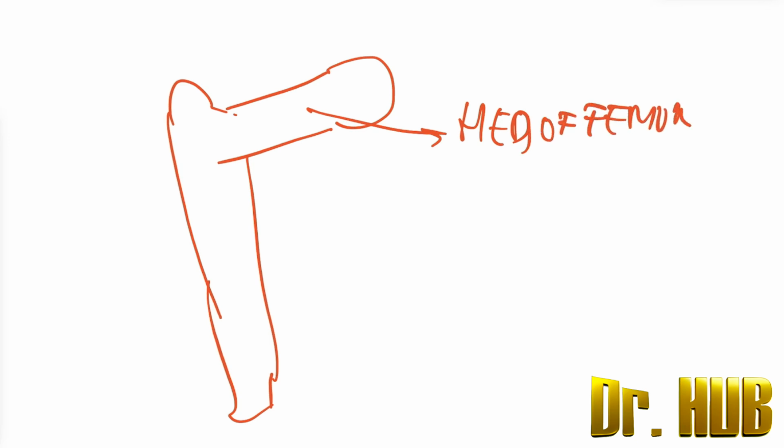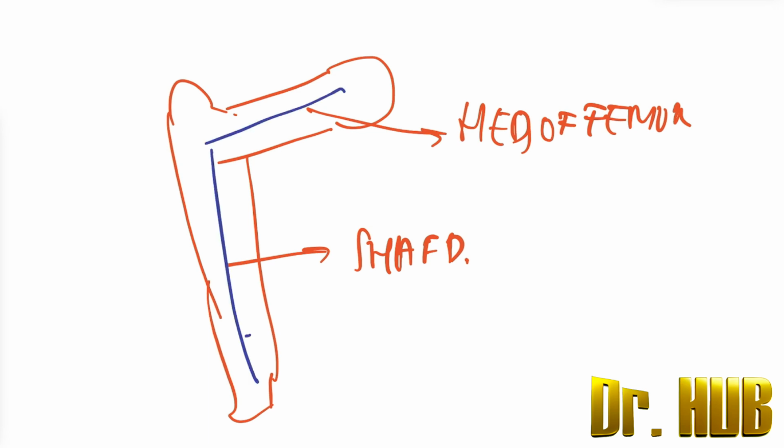So in this case, what are the angles? In congenital coxa vera, look at the angle formed between the head of the femur and the shaft. This angle is decreased, less than 120.